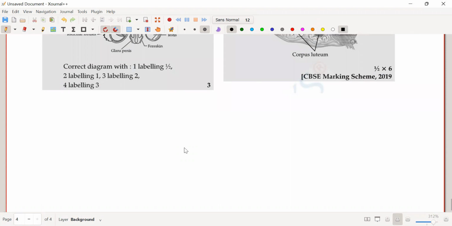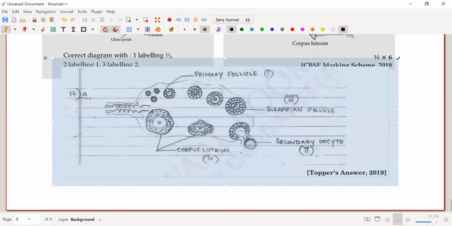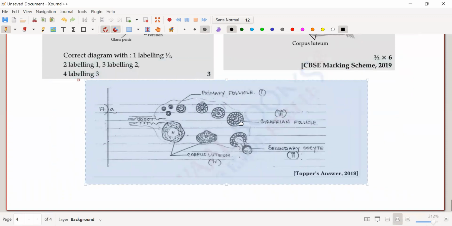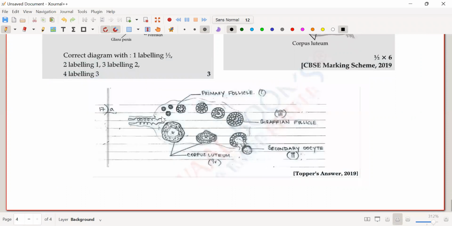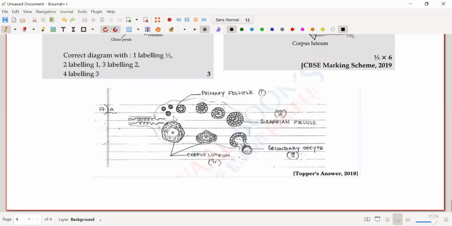If we could see what a student has answered in 2019 for this question, how they have drawn these, we have to understand, isn't it? It was like this. This is what you have to do. This is the menstrual cycle. What happens in the menstrual cycle? How the primary follicle is getting converted and moves into corpus luteum.